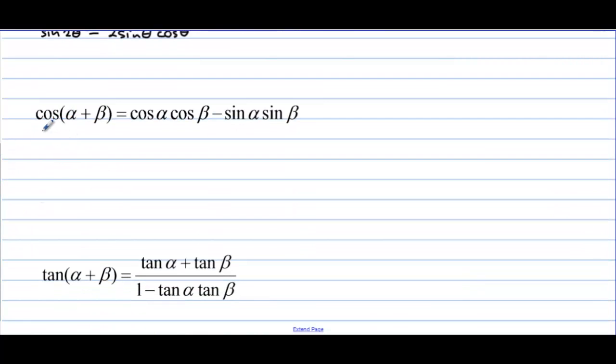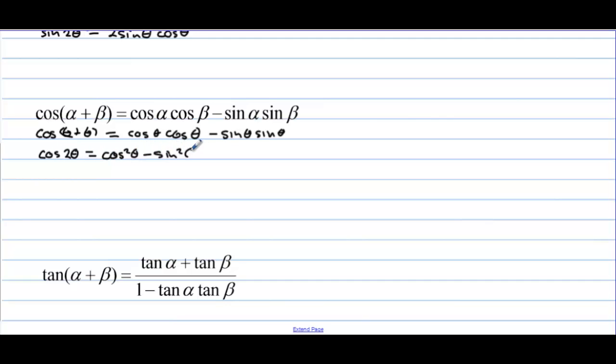Let's do the same thing with cosine. We could have cosine of theta plus theta, and that would be cosine of theta cosine of theta minus sine of theta sine of theta. And we have cosine of 2 theta is equal to cosine squared theta minus sine squared theta.